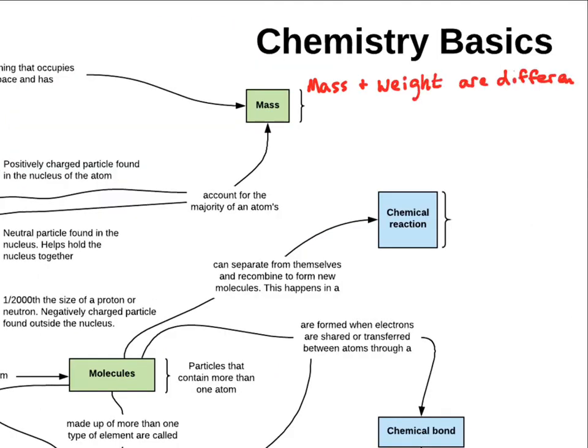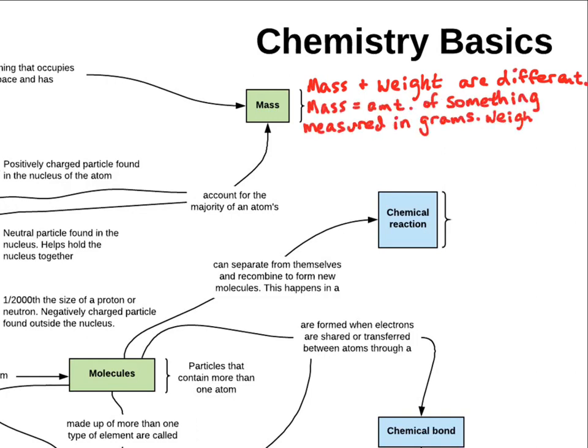Mass and weight are very different. Mass is equal to the amount of something measured in grams, whereas weight is dependent on gravity. I weigh about 150 pounds wet, but that's 150 pounds on Earth. If I went to the moon, where the gravity is a lot less, I would feel a lot less. However, no matter where I am in the universe, I am made up of the same amount of stuff. So no matter where I am, my mass remains the same, but my weight is going to feel different.